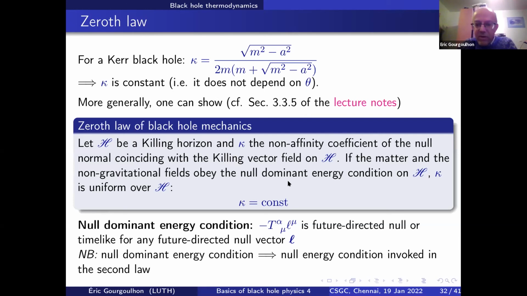Kappa is constant on any Killing horizon. But for this, again, you have to assume some energy condition, which is a very mild energy condition, the so-called null dominant energy condition. It says that this vector here is future-directed null or time-like for any future-directed null vector. It means the vector remains causal. In particular, this null dominant energy condition implies the null energy condition that we use for the second law. And any reasonable type of matter like electromagnetism obeys this null energy condition.